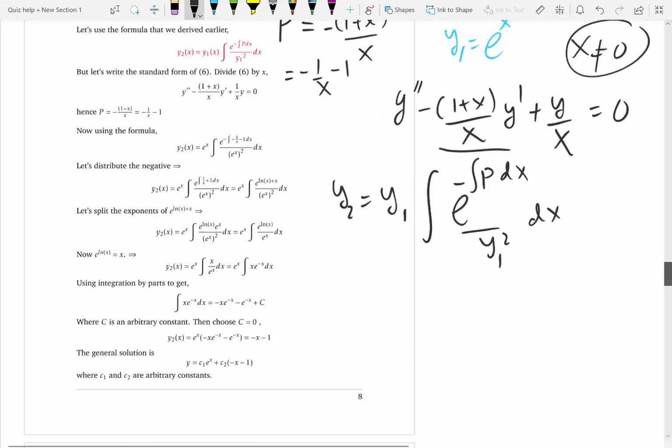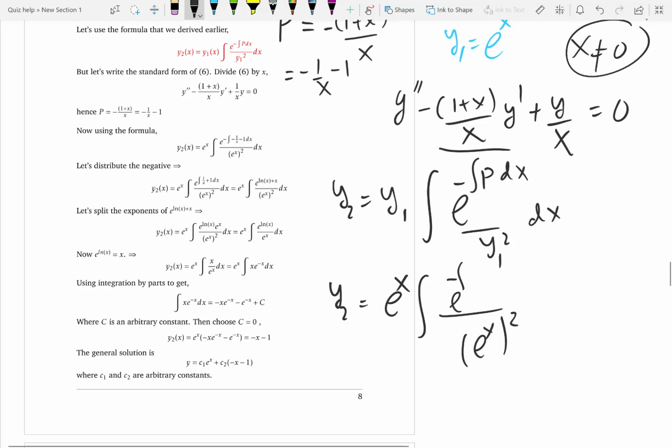So let's substitute all this information into the formula. y2 is, y1 is e to the x, y1 squared is e to the x squared, and e to the negative integral of negative 1 over x minus 1 dx. Now you can see, when you use the formula, you don't find u explicitly. What is u? We say y2 is u times y1, right? Unknown function u. So what you're really targeting is to find that u. That is for the general approach. But when you use the formula, that's already done for you.